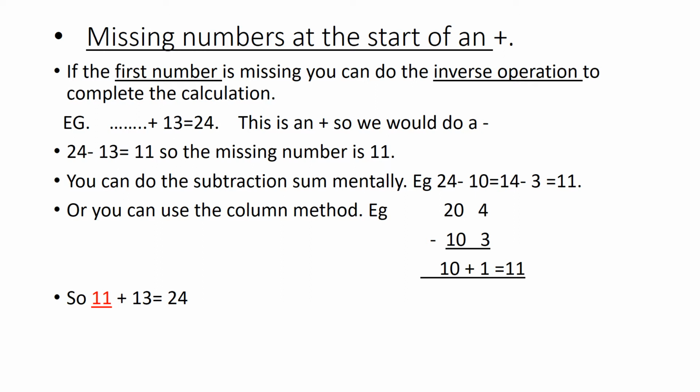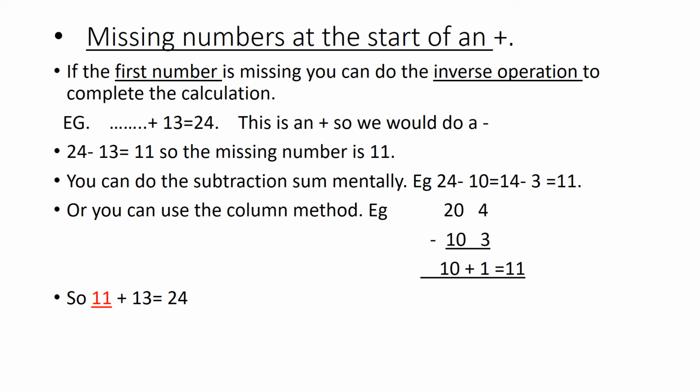Now when you do your subtraction, you might want to do it mentally. So just a quick reminder how to do that. So we would keep 24, which is obviously the biggest number at the start, and then we partition the second number that we're taking away. So it was take away 13. So you can see that I've gone take away 10 first, it's 14. Then I've taken away the ones, which is 3, so that gives us 11.